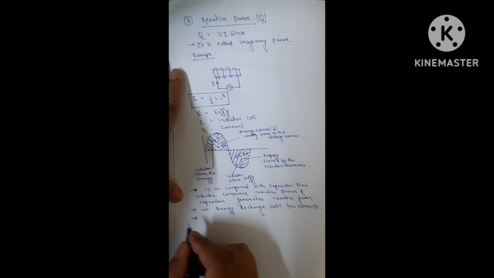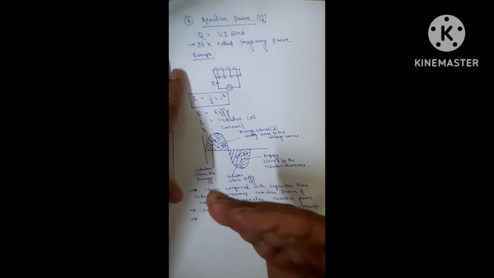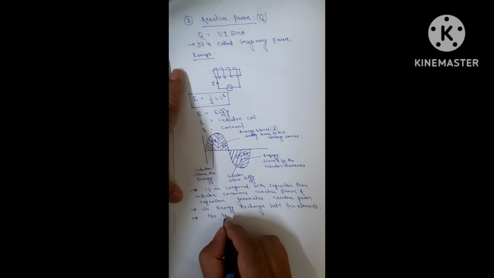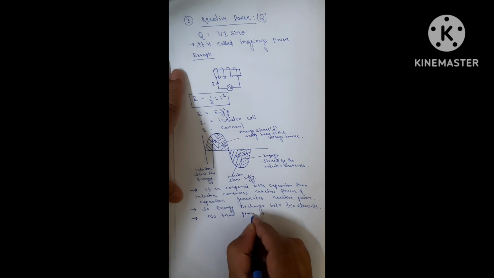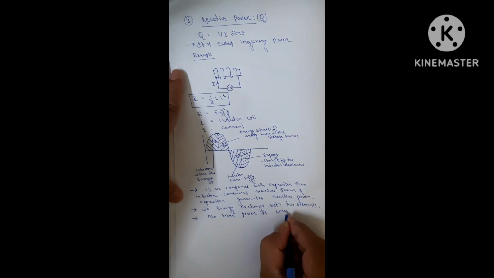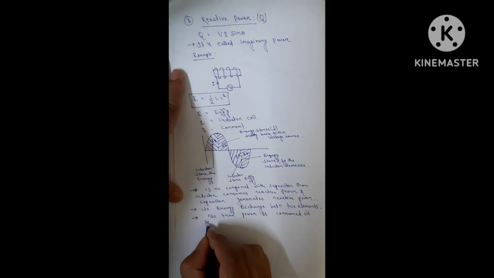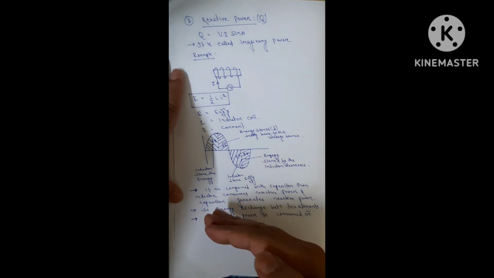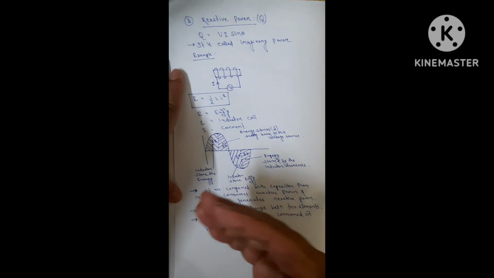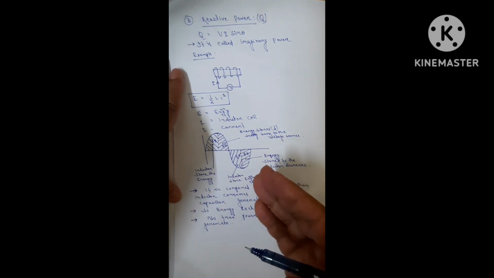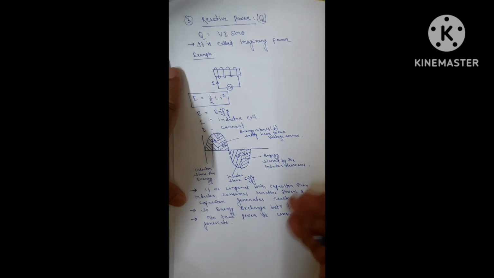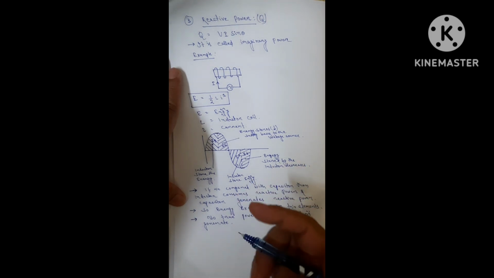Another point, no true power is consumed or generated, because in every half cycle, every cycle, you can see that the energy becomes zero. Finally we get no power. So no true power is consumed or generated, we can say.